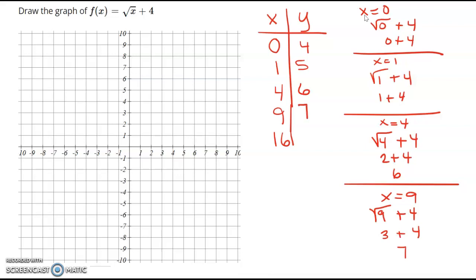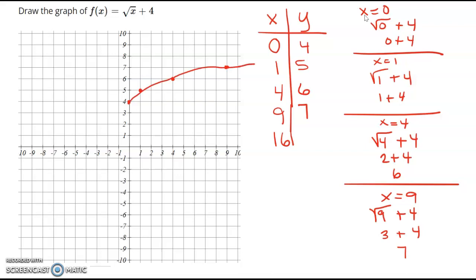So let's go ahead and graph these points. So we have one at 0, 4, we have one at 1, 5, we have one at 4, 6, one at 9, 7, and I'm not going to do 16 because it's not on the graph. So our function is just going to go right like that.